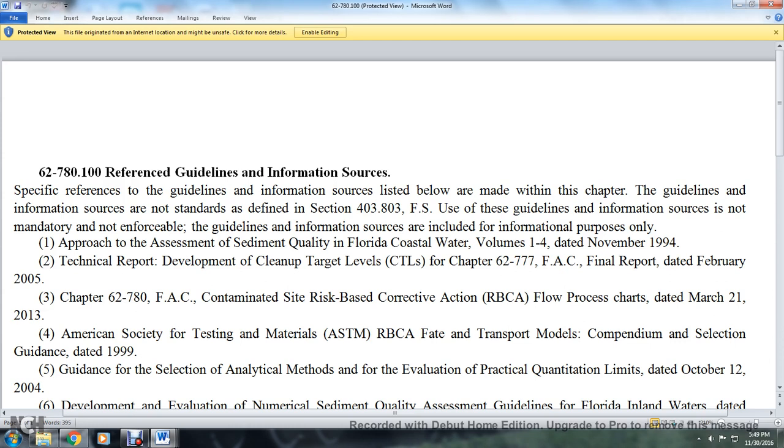Specific references to the guideline information sources listed below are made within the chapter. The guidelines or information sources are not standards as defined in the statute, Section 403.803, Florida Statutes. The guideline information sources are not mandatory and not enforceable. They are included for informational purposes only.